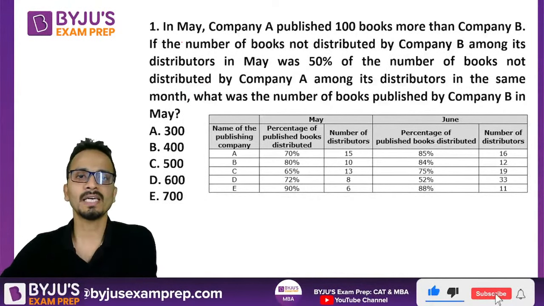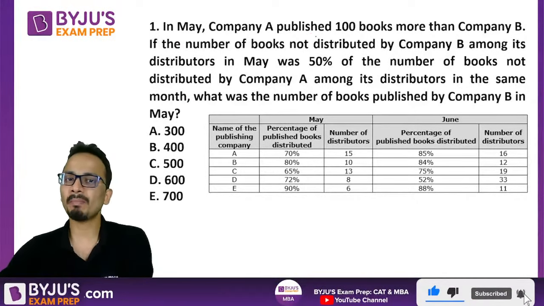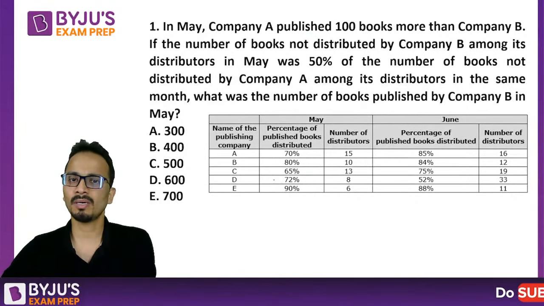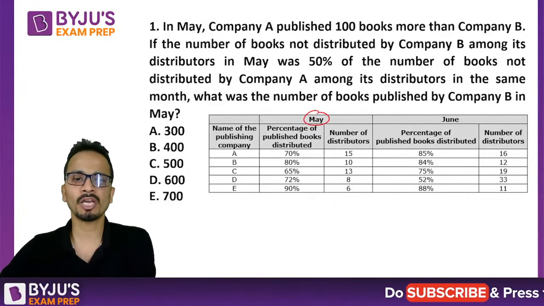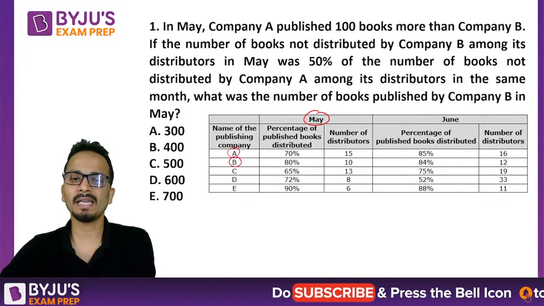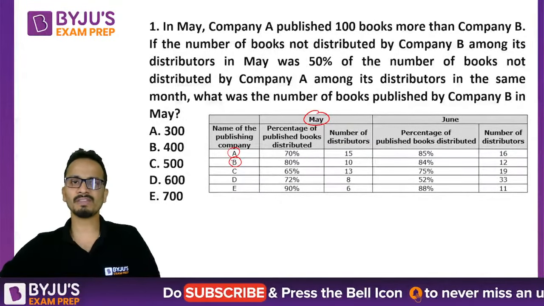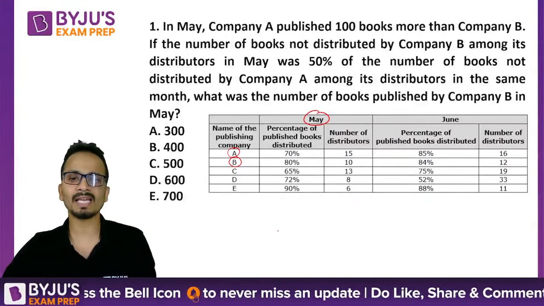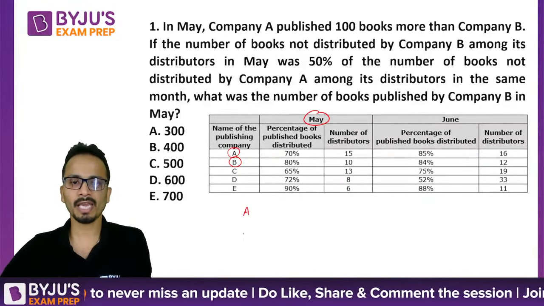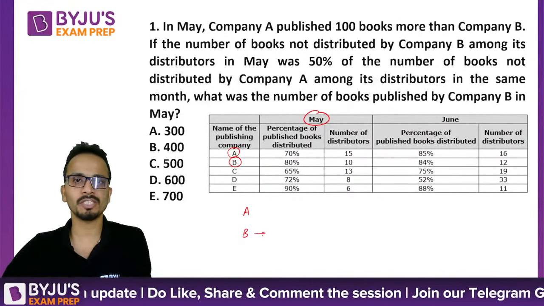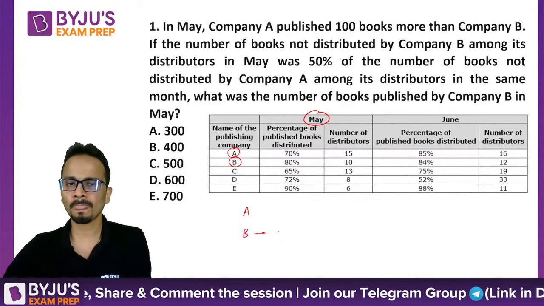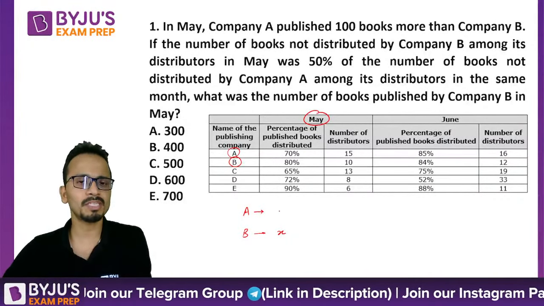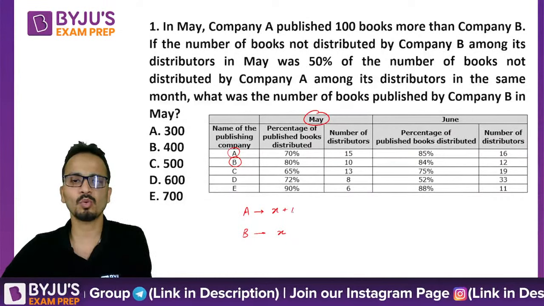The question says that in May, Company A published 100 books more than Company B. So they are talking about the month of May, and they are talking about Company A and B. So it is given that in May, Company A published 100 books more than Company B. So let's say the number of books published by B is X. So the number of books published by A will be X plus 100.